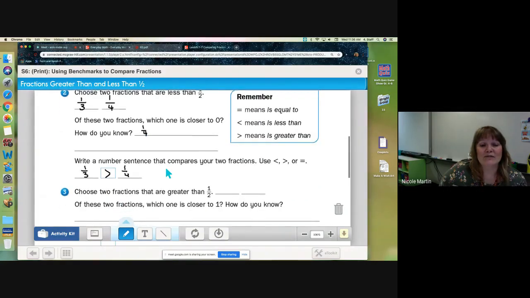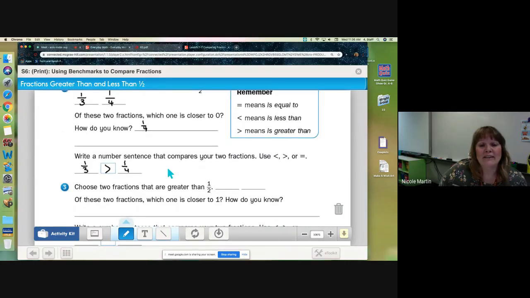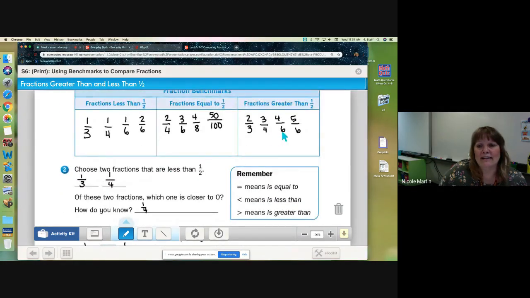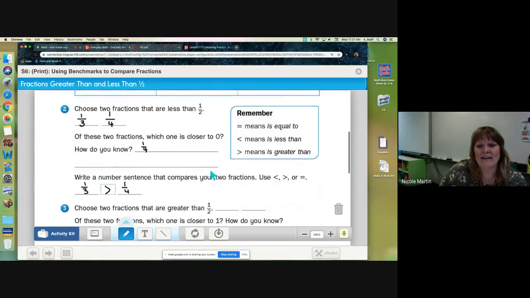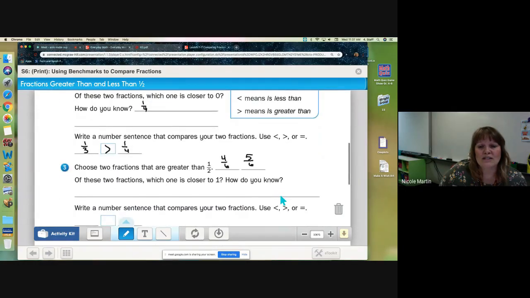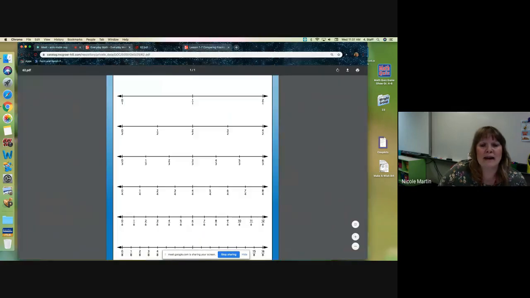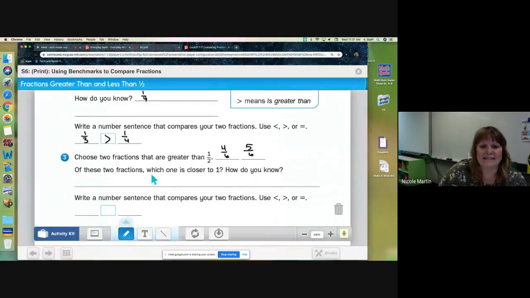Okay, choose 2 fractions that are greater than 1/2. All right, let's go ahead. Let's do 4/6 and 5/6. Of these 2 fractions, which is closer to 1? Let's go back to that poster. So we've got 4/6 and 5/6. And remember, 1 is 6/6, so right here. So which one is closer? 4/6 or 5/6? Yeah, 5/6 is closer.